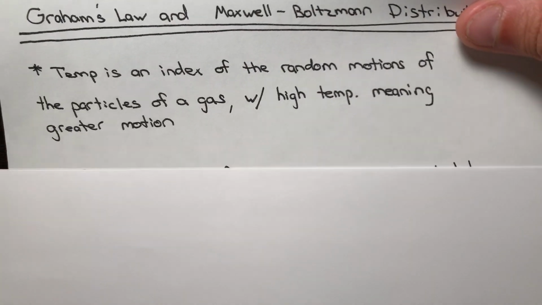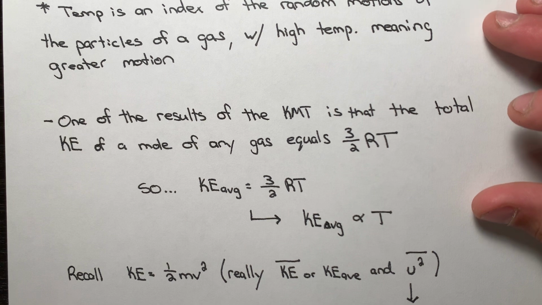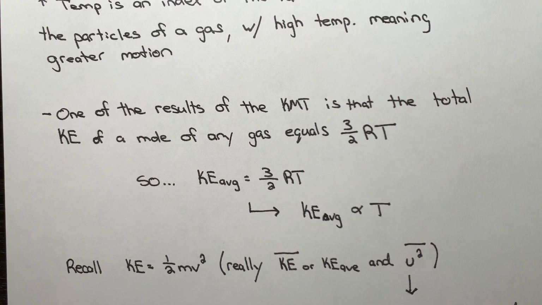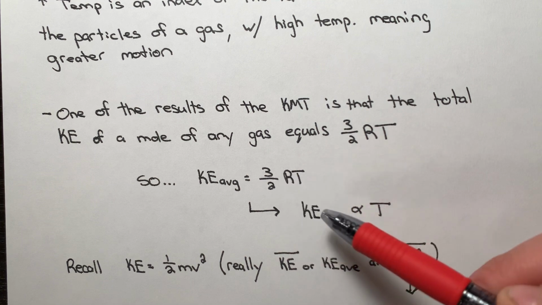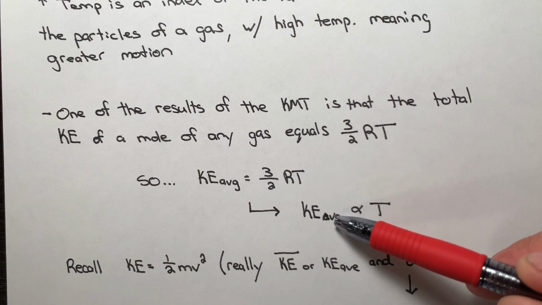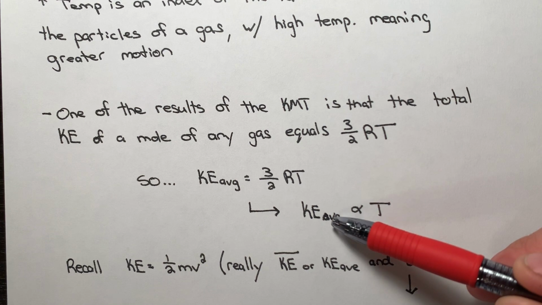If we go back to the kinetic molecular theory, one of the results is that the total kinetic energy of a mole of any gas is equal to 3/2 RT, where R again is the universal gas constant. So we can say the average kinetic energy is equal to 3/2 RT. If we, to some degree, eliminate the 3/2 and the R, we can just say that average kinetic energy is proportional to temperature. So if we know the temperature, we can talk about kinetic energy.